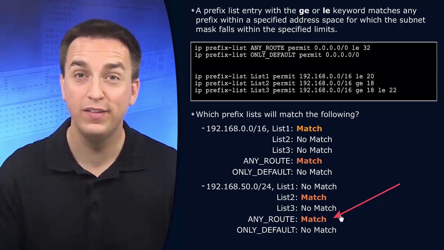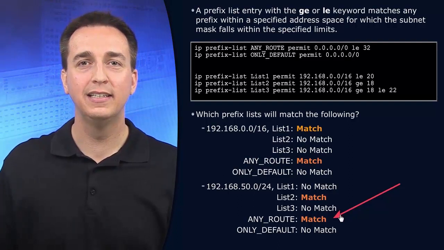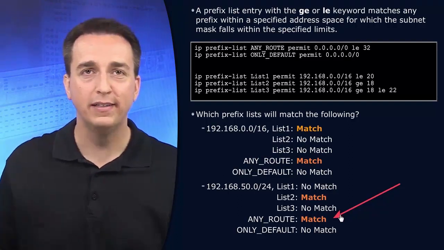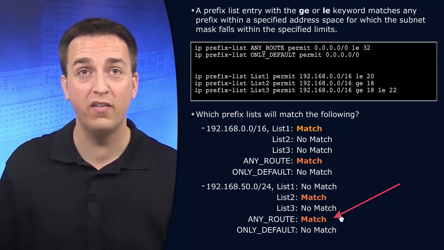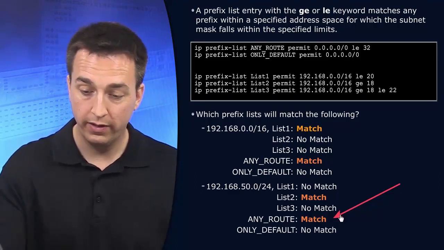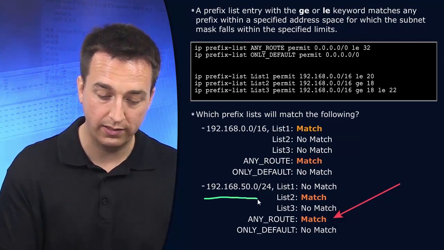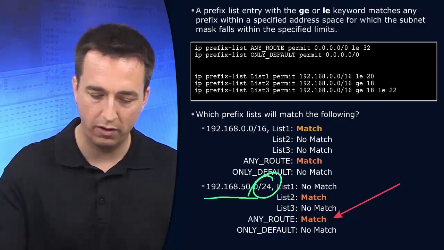If we go down here, the any route. Yeah, remember the any route entry that we created in this case just permits everything. The range is 0.0.0.0 through 255.255.255.255 with a subnet mask less than or equal to 32. Does that fall within the range? Yes. Does the subnet mask fall within the range? Yes, it does. Therefore, we have our match.